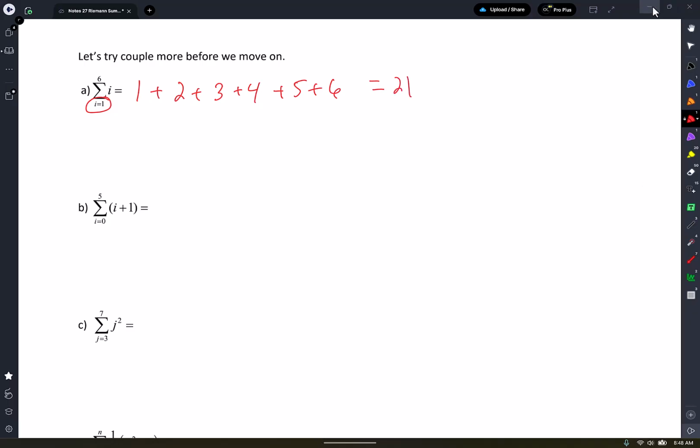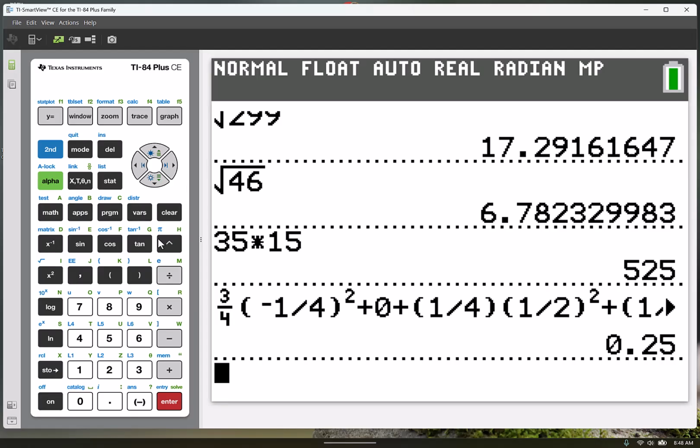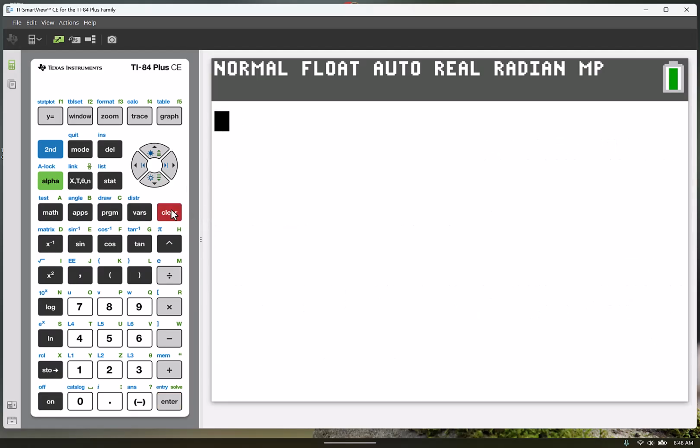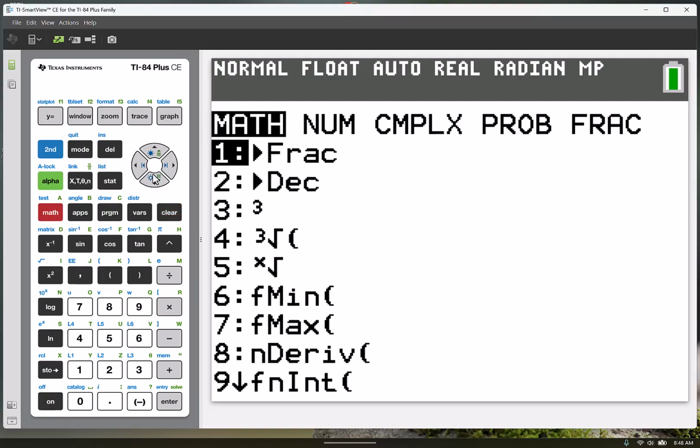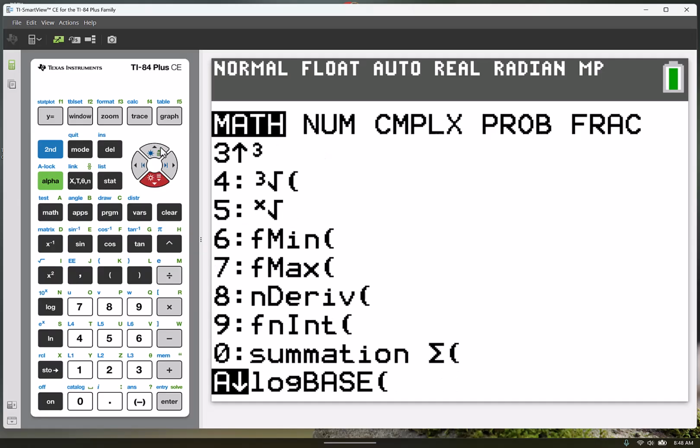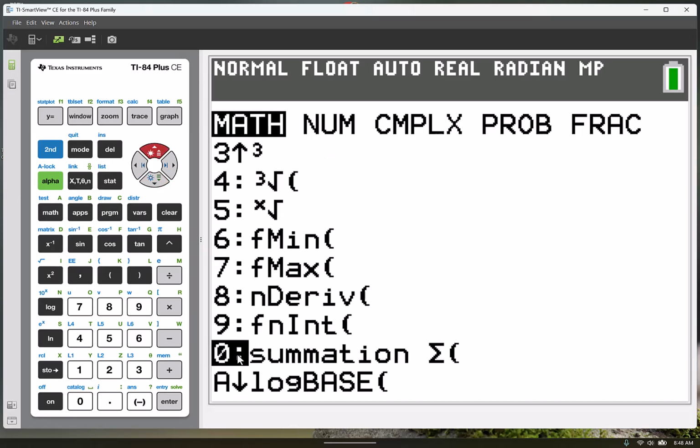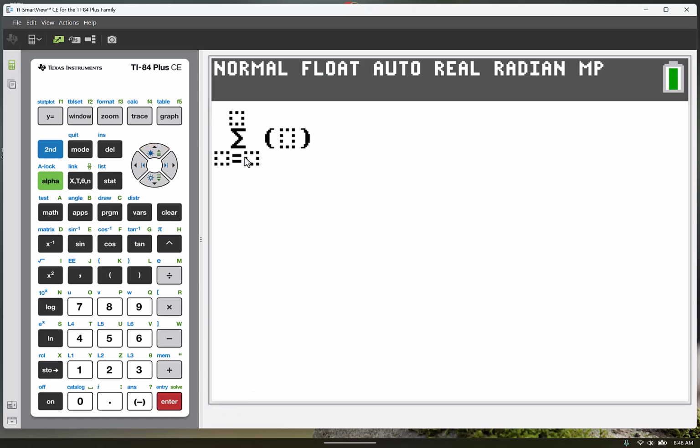How do I do this in the calculator? Because that looks cumbersome. All right. Everything can be done in the calculator. Do you see a button that says math? Okay, push it. Scroll down until you see something called sigma or sum. Do you see it? On mine, it's 0. Is yours 0 too? Push that. You should get something that looks like this.